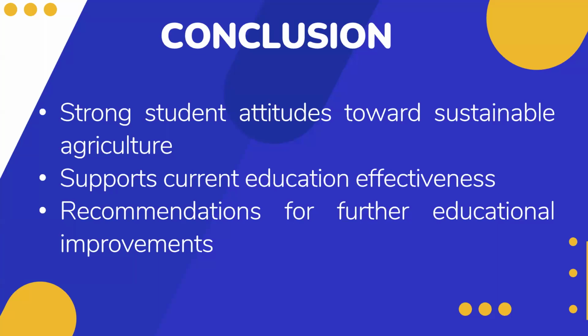have a significant impact on students' perception. The results are consistent with earlier research by Ali, Bivit and Connors in 2004 and Chen in 2023. From Ohio State University, students evaluate sustainable agricultural programs, including production efficiency, social responsibility, and environmental sustainability, frequently scoring agree or strongly agree. So that is the conclusion. It supports current education effectiveness, with recommendations for further educational improvements.